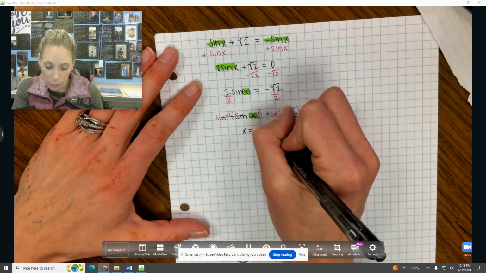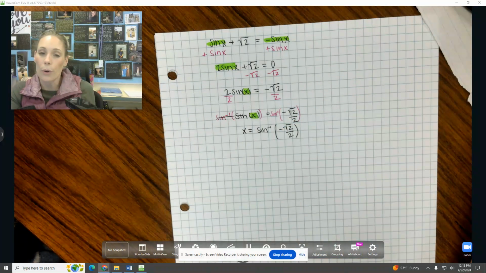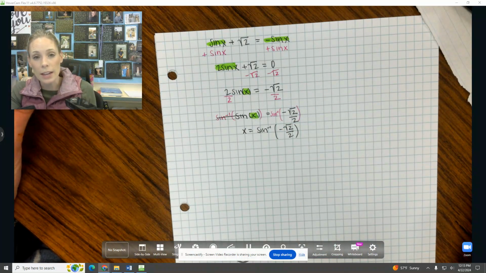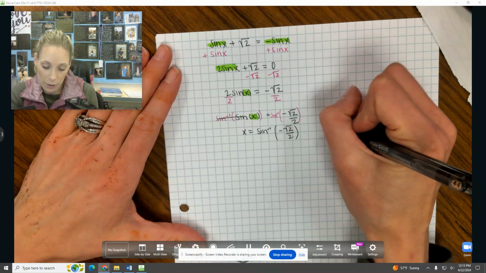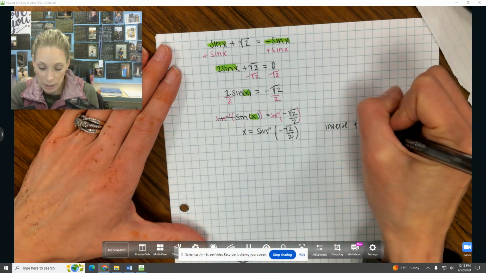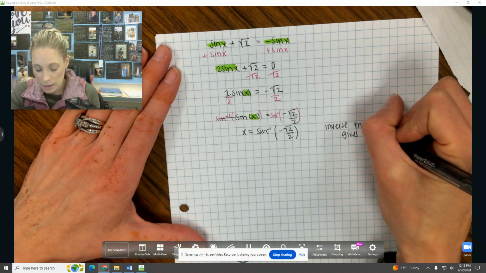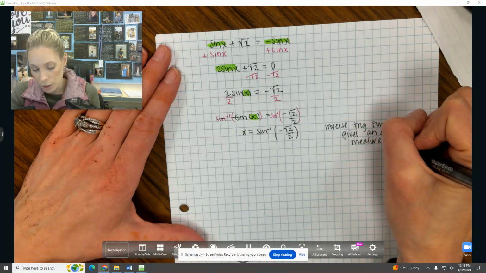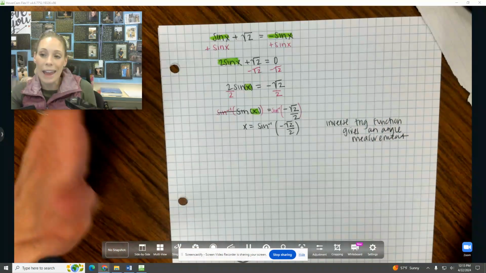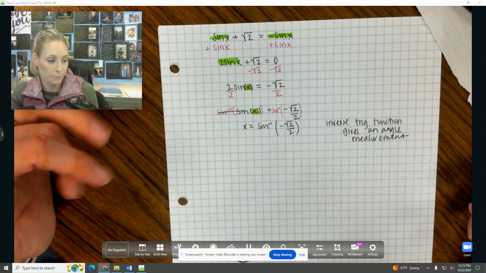And then we are looking for the inverse sine of negative root 2 over 2. Now, an inverse sine is always giving you an angle measurement. Sometimes that measurement is in degrees, sometimes it's in radians, but an inverse trig function gives an angle measurement. So we are wondering, what is the angle measurement that gives us an output of negative root 2 over 2?